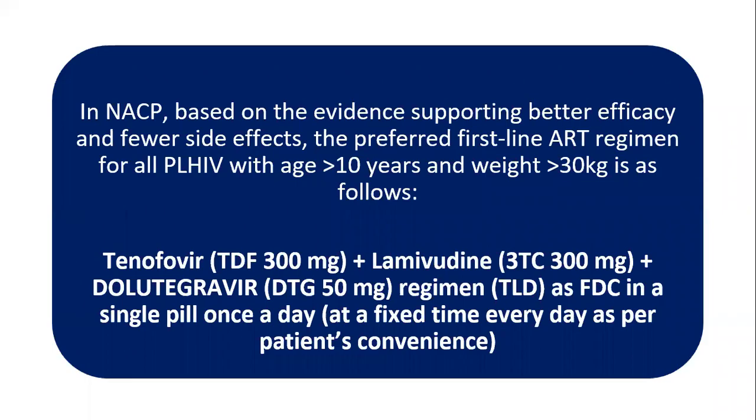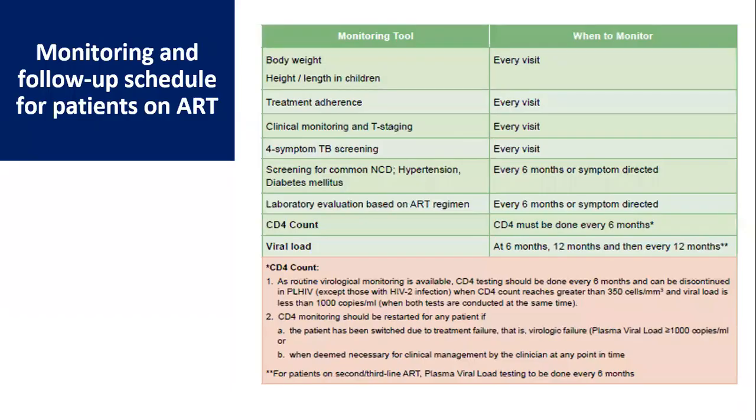Now, once we start a patient on antiretroviral therapy, what are the things that we are going to monitor? In every visit, we monitor the body weight, and height of children, and 4 symptoms screening is done at every visit. Every 6 months, it is NCD screening, that is non-communicable diseases like hypertension, diabetes mellitus, or it can be symptom directed also, because with dolutegravir, we know there is some weight gain. So in case the patient comes with signs and symptoms of hypertension or diabetes, then we may not wait for 6 months. We can go for screening of diabetes and hypertension.